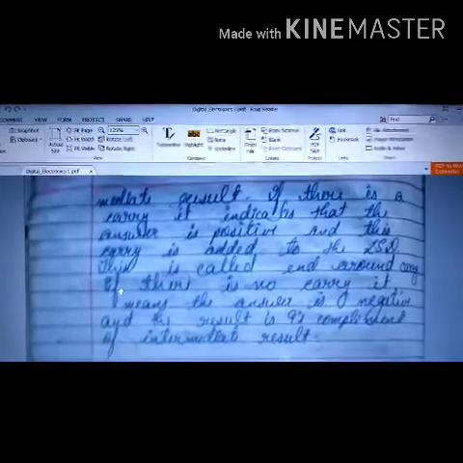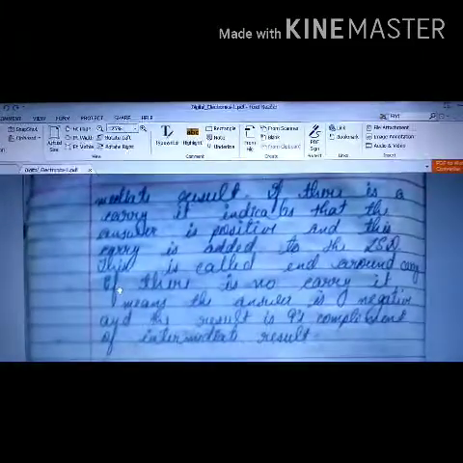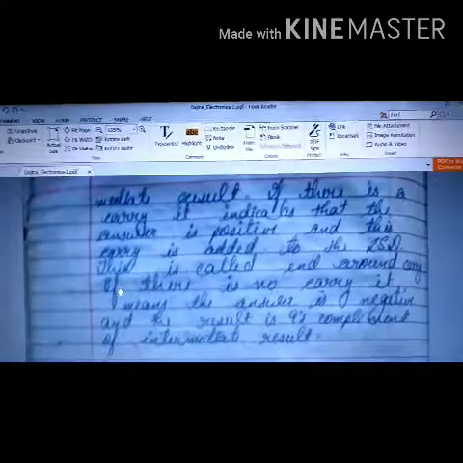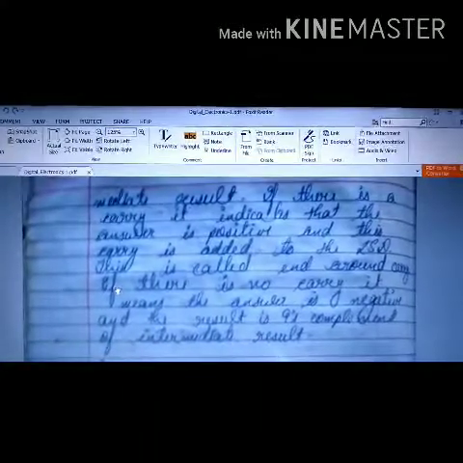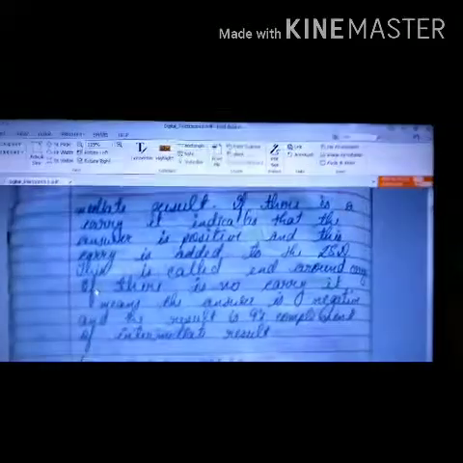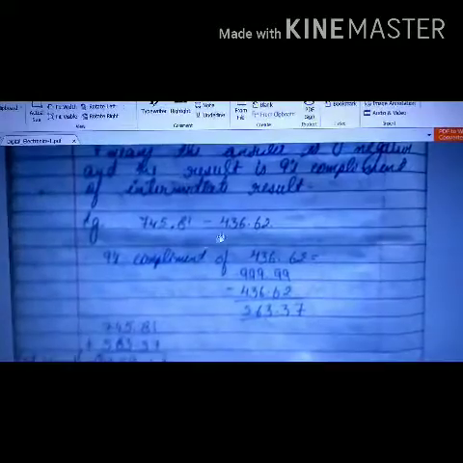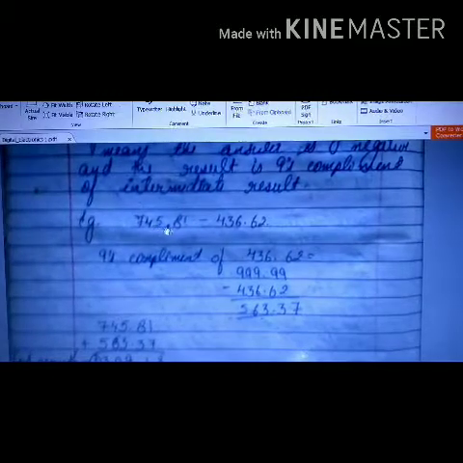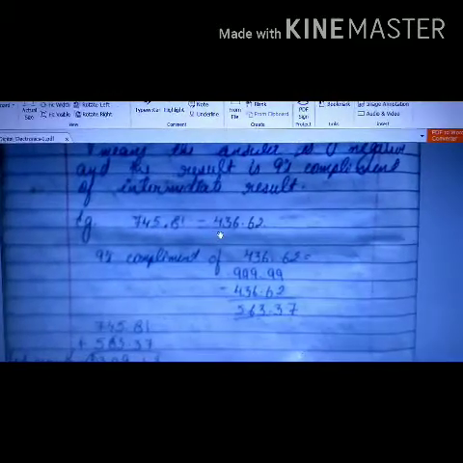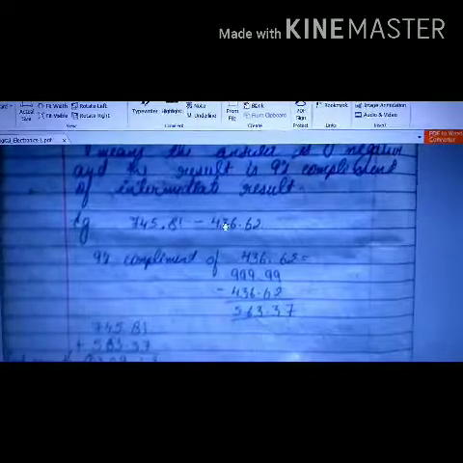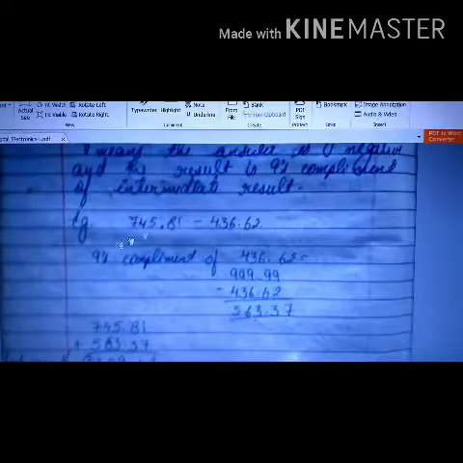Now if there is a situation where there is no carry, it means that the answer is negative and the result is the nines complement of the intermediate result. Okay, so let us look at an example. I have a number 745.81 minus 436.62. So this is the subtrahend and this is the minuend.